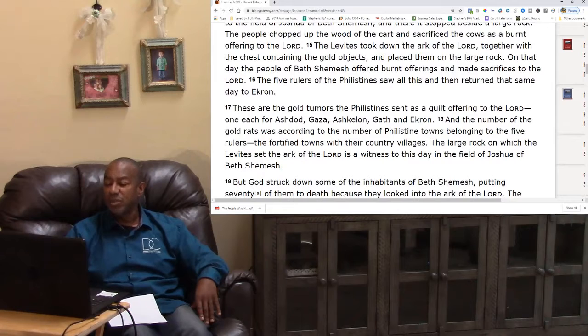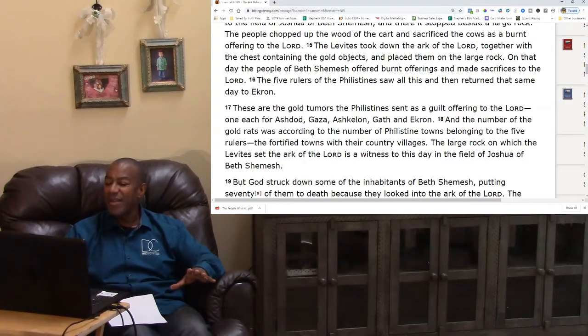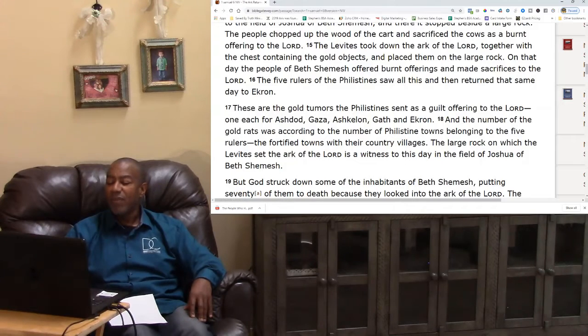These are the gold tumors the Philistines sent as a guilt offering to the Lord: one each for Ashdod, Gaza, Ashkelon, Gath, and Ekron. And the gold rats were according to the number of Philistine towns belonging to the five rulers, the fortified towns with their country villages. The large rock on which the Levites set the ark of the Lord is a witness to this day in the field of Joshua of Beth Shemesh.